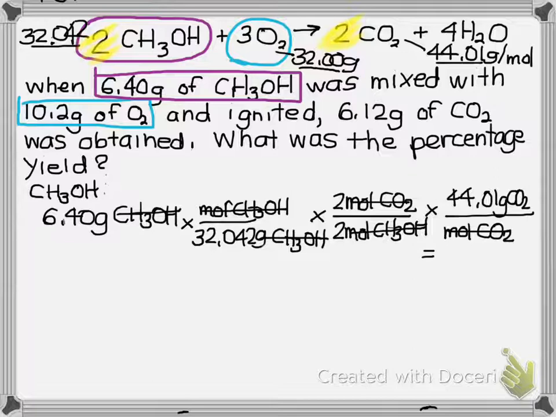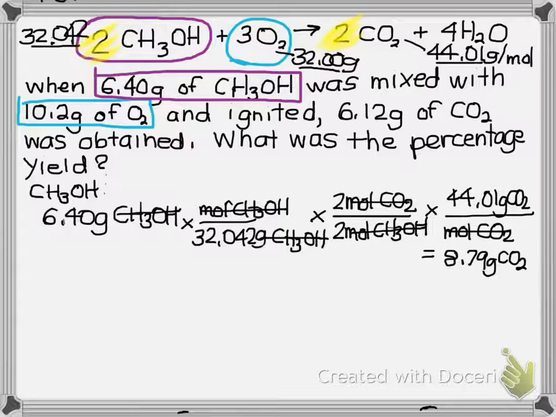And so now I'll solve this problem. So it's 6.4 divided by 32.042, and then it's times 2 divided by 2, so really it would just be like multiplying by 1, and then times 44.01. And I get, to 3 significant figures, 8.79 grams of CO2. Okay, so this is how much CO2 that the methanol makes.